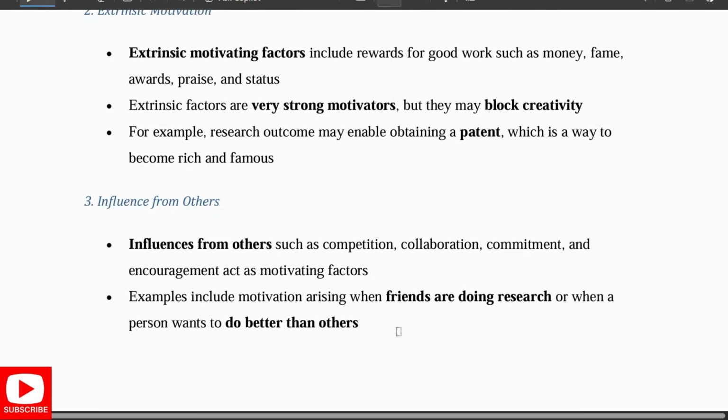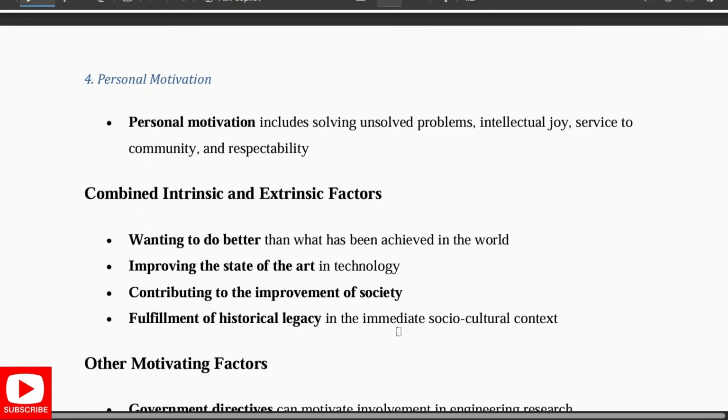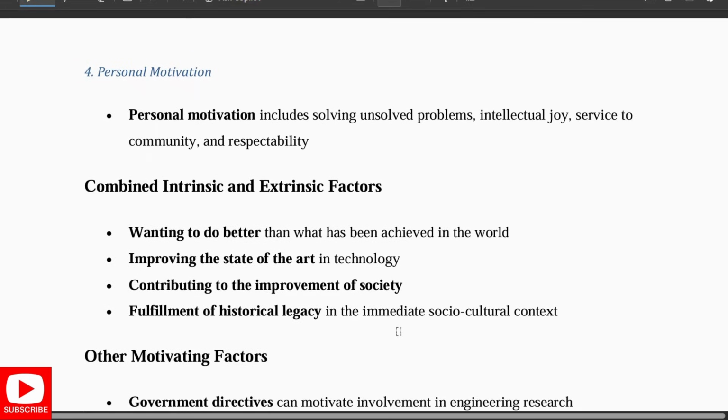Influence from others: somebody else is doing research and you compete with them, through competition, collaboration, commitment and encouragement. These are other extrinsic, influencing-from-others motivating factors. For example, friends are doing research, or the person wants to do better than others. These are some of the situations. Personal motivation includes unsolved problems you are taking up and solving, intellectual joy, a service you are providing to the community, and respectability. This is personal motivation.